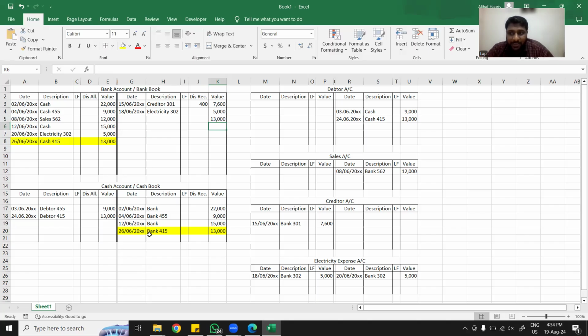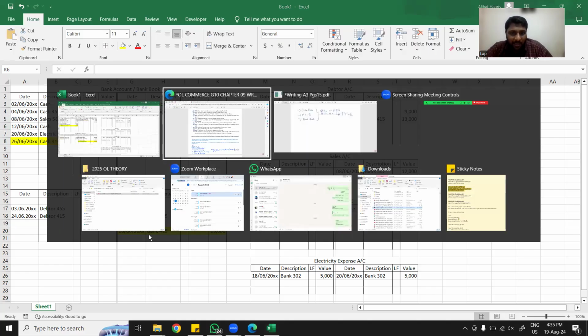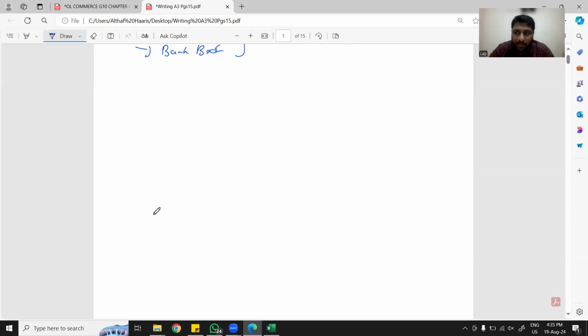And people, don't go and reverse the cash account. You have to reverse the debtor account because that debtor gave that check. His check got returned. So if his check gets returned, we have to reverse his entry. So let me write it over here. Listen carefully.